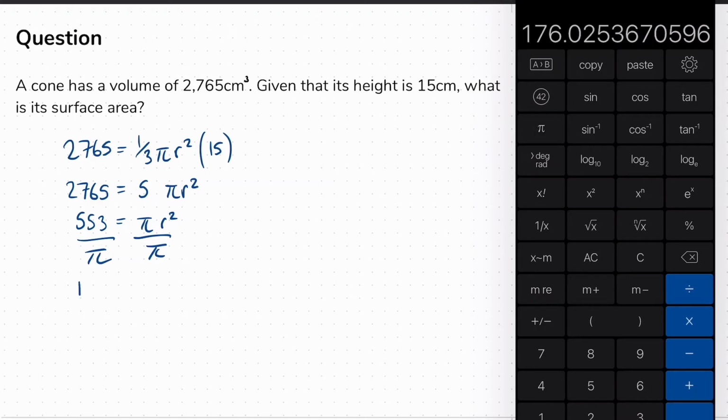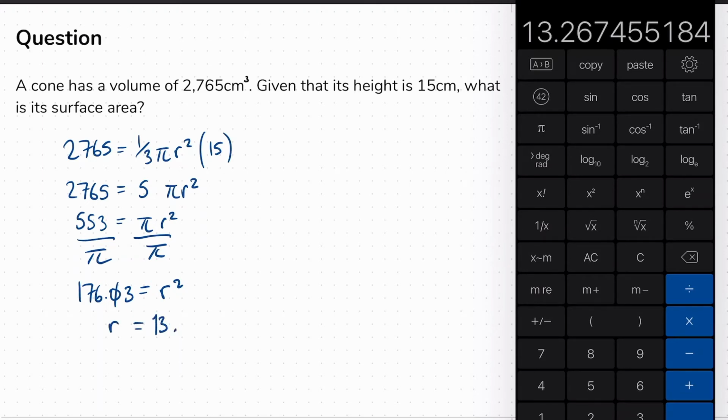Giving me approximately 176.03 equal to r squared. Notice that I am not going to round off in my calculator. I'm going to find the square root of that, which is 13. R is approximately 13.27 centimeters.